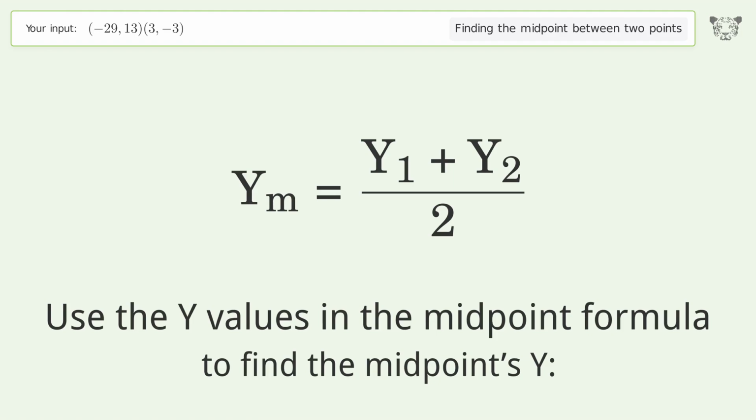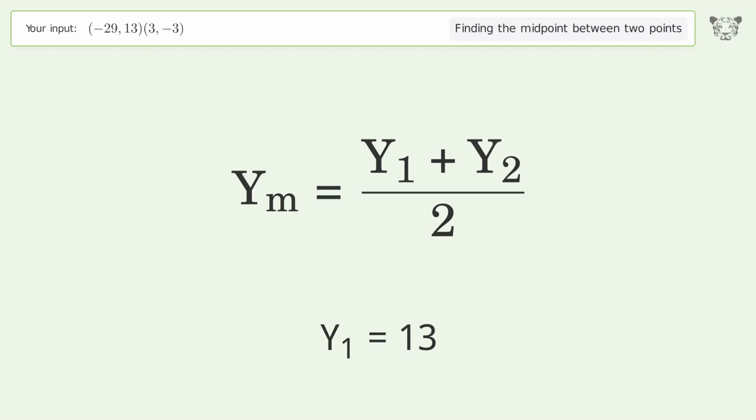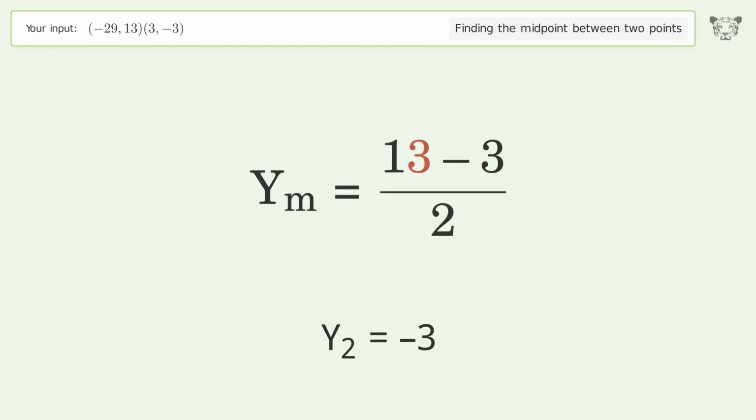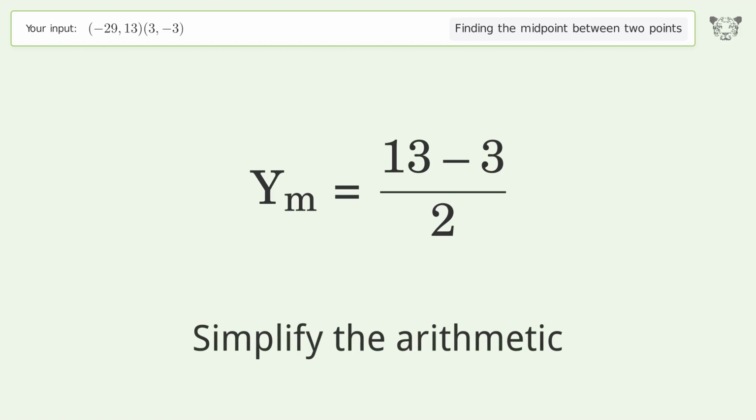Use the y values in the midpoint formula to find the midpoints y. y1 equals 13. y2 equals -3. Simplify the arithmetic.